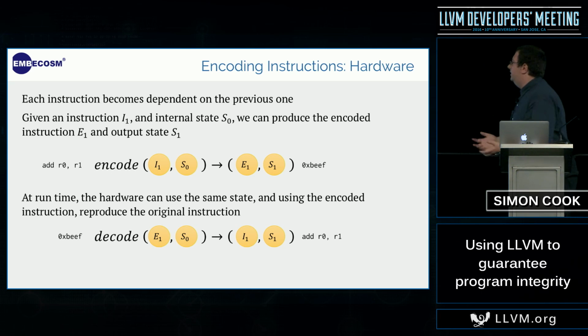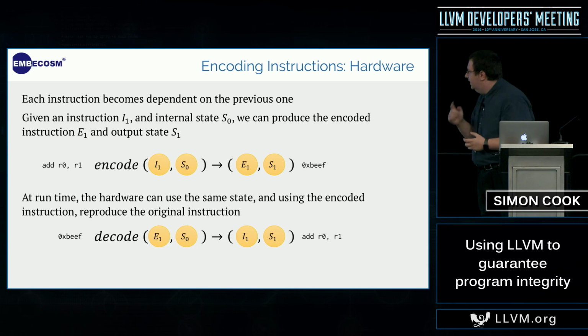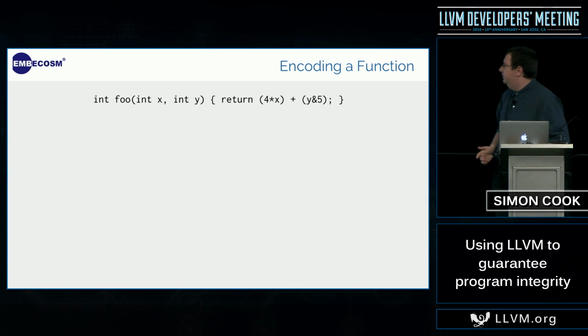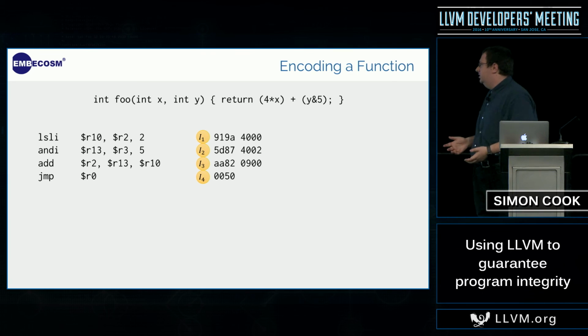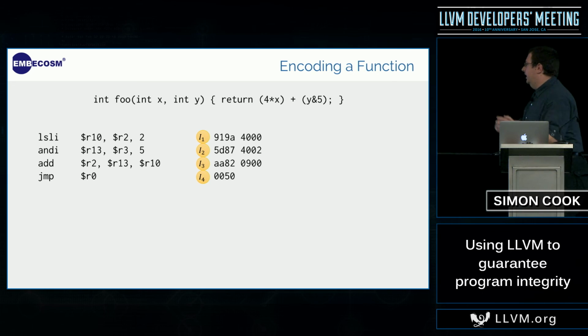Now, at its simplest, here's an example function that just does some things to a couple of incoming variables. This is an example on the AEP architecture, where you would produce 4 instructions: one doing a left shift, one ANDing the second variable, adding the 2 together and returning.